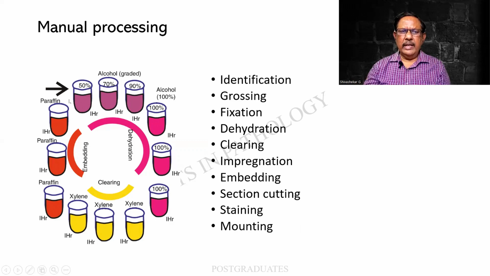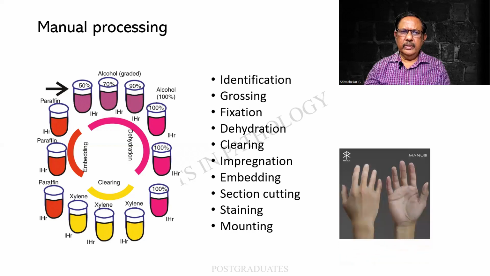And there are the various grades of alcohol, then the clearing agents that are available such as xylene, the molten paraffin, and ultimately there will be something called embedding, followed by section cutting. And all this is called manual processing. Manus means hand. That is what this picture depicts.